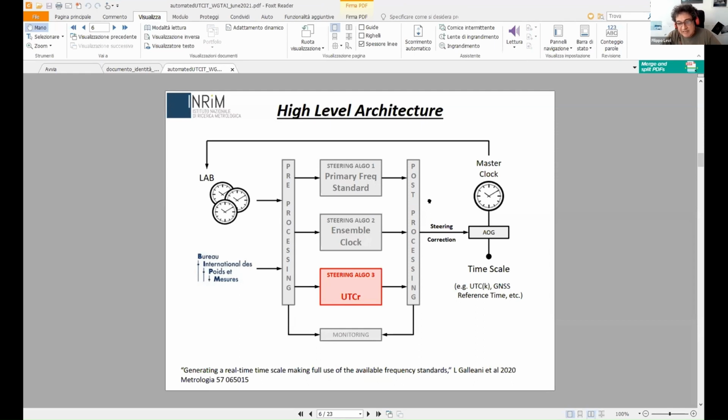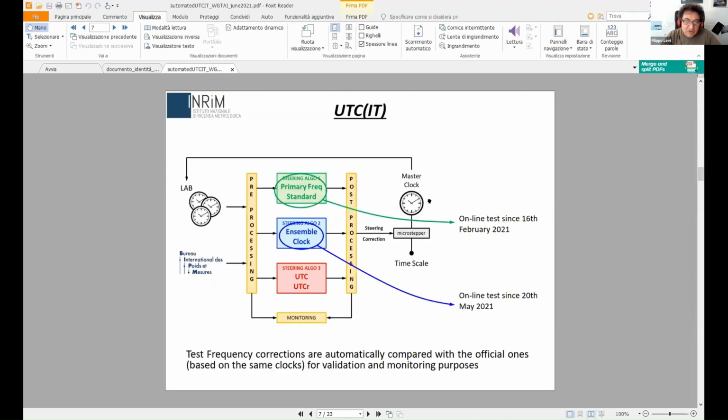And then we have post-processing and the steering algorithm, that is steering on auxiliary offset generation, to produce the source of the time, the real source of the time scale, based on a hydrogen maser. So with this scheme we can run, and we are running, different time scales. What is named algo-free is the UTC ET right now, and then we can run a different experimental time scale based on ensemble clock or primary frequency standard steering.